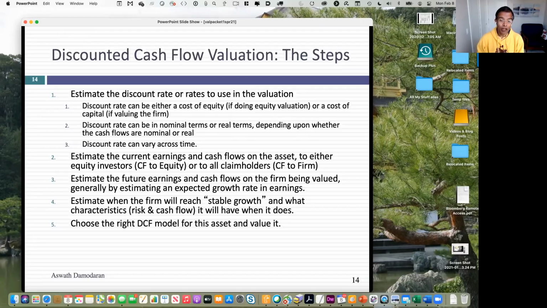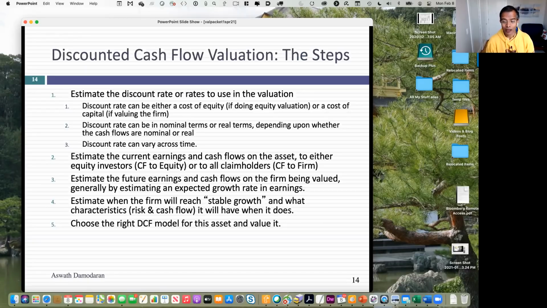Fourth step, we've got to have closure. You know what I mean by closure? A publicly traded company can last forever. You can't estimate cash flows forever. So the way we put closure is we stop at a point in time and we assume cash flows beyond that point in time grow at a constant rate forever.